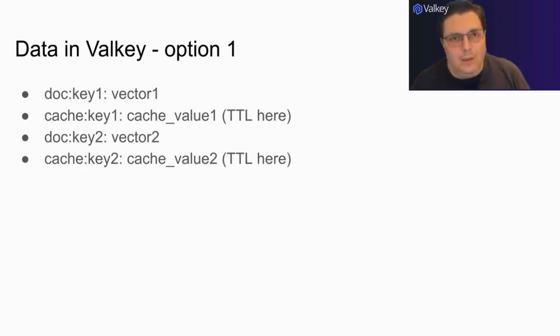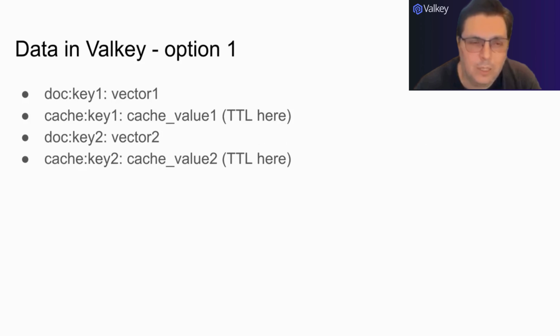When it comes to storing data in valkey, we have several approaches. We can either store our vectors and a cache in separate keys. So here we have a key with the prefix doc, which actually stores the vector. And when we build our valkey-search index, we will tell it to only index fields that begin with prefix doc, and then inside those fields, only index fields like vector. And this will allow it to ignore these cache keys.